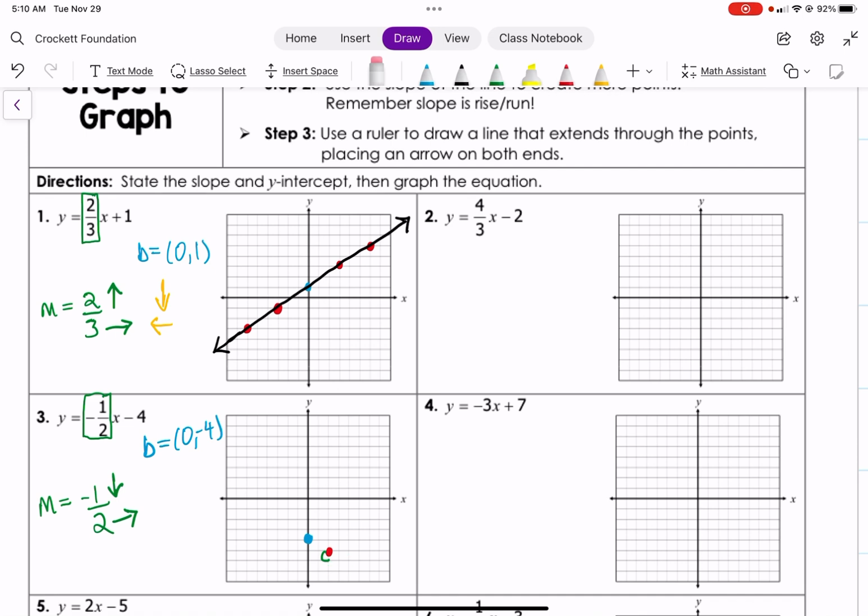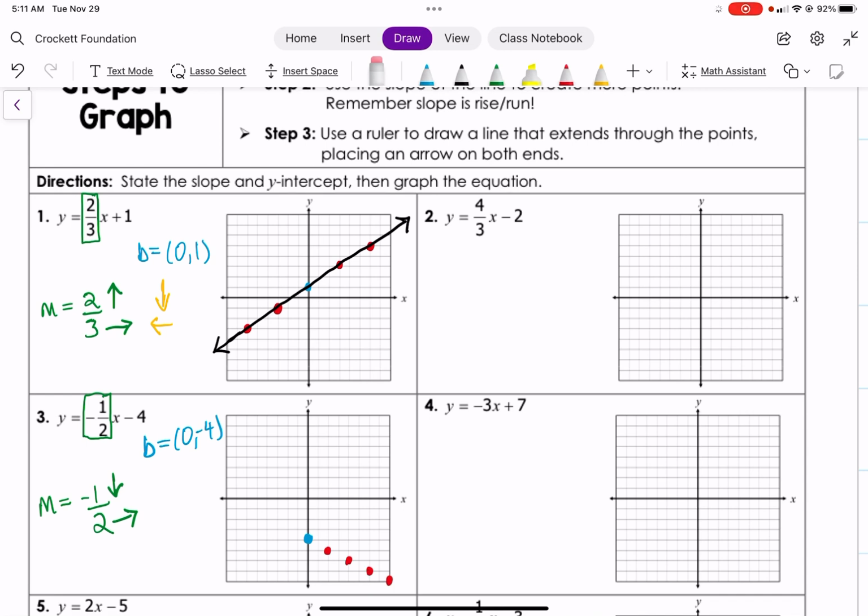Okay. Oops. Accidentally erased my dots. And now I'm going to go do it again. Down 1, right 2. And you continue this until you have no more graph left. Let me erase that. And it looks like I can go down 1 again, and I can go right 2, and my last point will be right at the edge of that 4th quadrant.